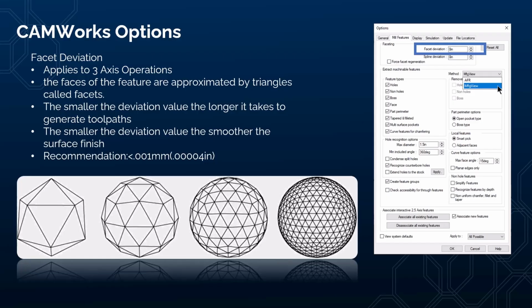That mesh is what CAMWorks tries to machine. The less accurate the mesh, the more faceted your final machine surface will appear. Think of facet deviation as similar to spline deviation, except it's for 3D surfaces instead of 2D profiles. On the bottom image of the slide, you can see how the accuracy of the geometry you are machining decreases the larger your facet size.